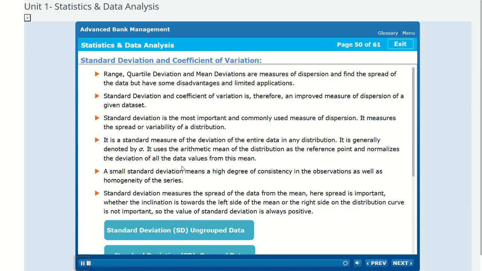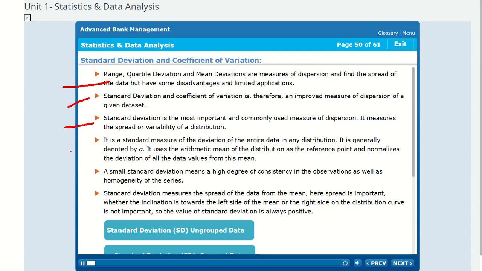Standard deviation and coefficient of variation. Range, quartile deviation and mean deviations are measures of dispersion and find the spread of the data, but have some disadvantages and limited applications. Standard deviation and coefficient of variation is, therefore, an improved measure of dispersion of a given dataset. Standard deviation is the most important and commonly used measure of dispersion.